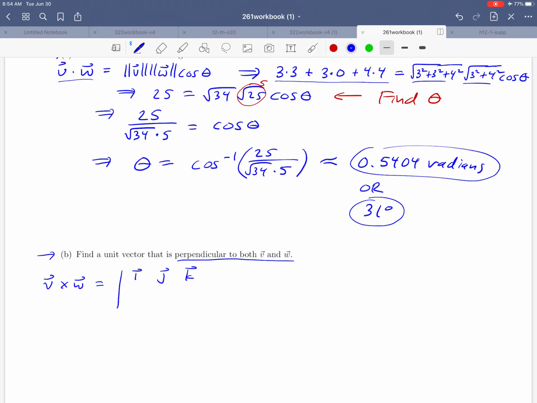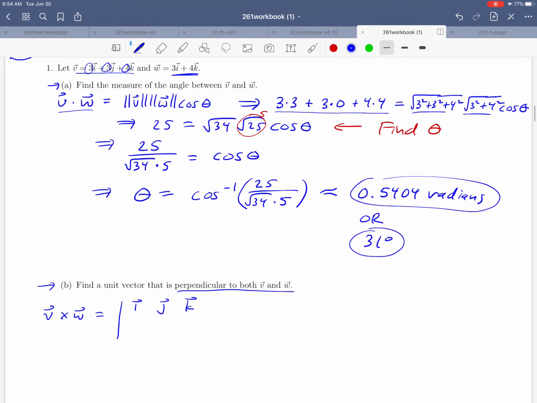So let's see, first row is going to be v, and we sneak a peek. v looked like 3i plus 3j plus 4k. Okay, w was 3i plus 0j plus 4k. Okay, we need to calculate that determinant and see what we get.